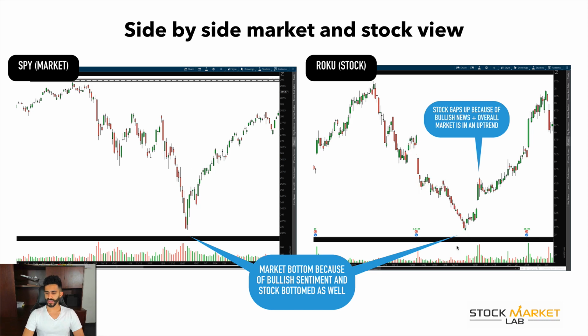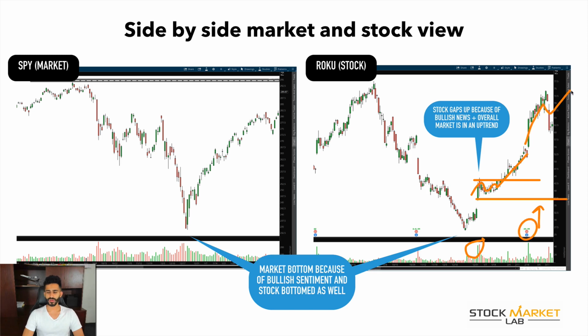Now, what happened after December? Company Roku came out with good news. Stock gapped up because of bullish news. Overall market is in an uptrend. So the good news Roku came out with, just to kind of start giving you ideas of good news, is that they announced that their streaming numbers were up. They basically announced that we, as a company, we are growing. Wall Street loves to hear that. They love to hear when a company is growing. So them announcing that we're growing, automatically stock gaps up, strong gap up, strong volume, stock consolidates for a little bit, and then continues going up.